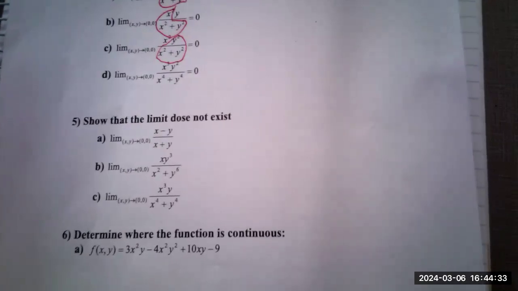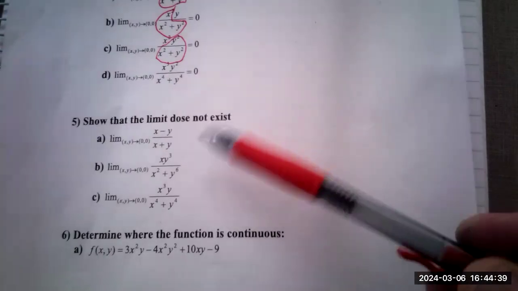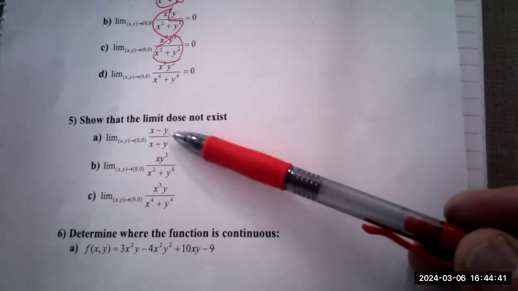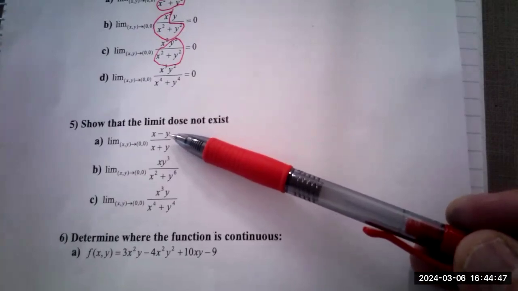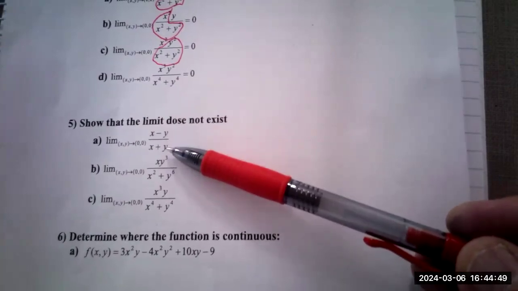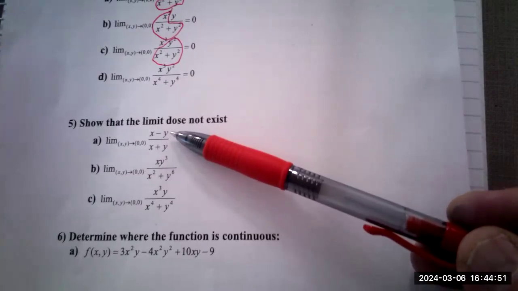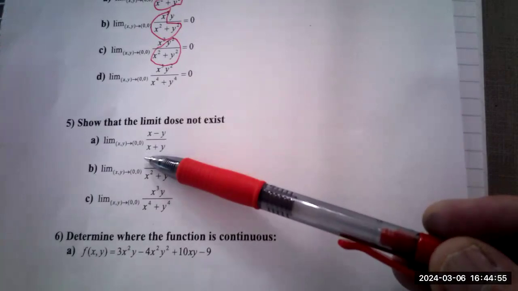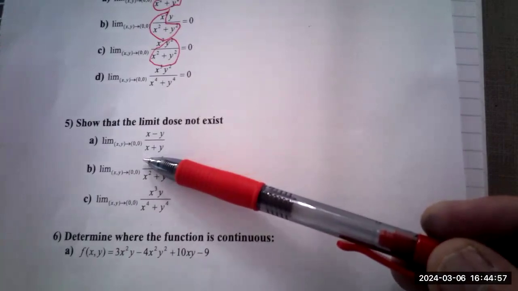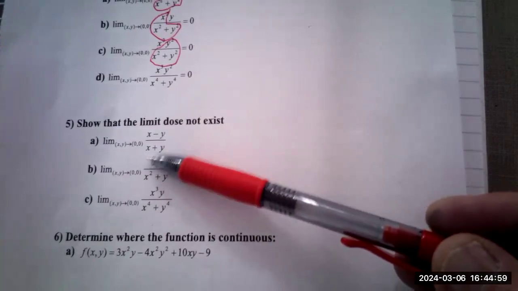Number 5, we want to prove the limit does not exist. So you pick a different direction. For example, you may go along the x-axis, which means you fix the y, you replace the y by 0. You take the limit when x goes to 0. If you replace y by 0, that gives you x over x. You simplify that, it gives you 1. So in that case, the limit would be 1.